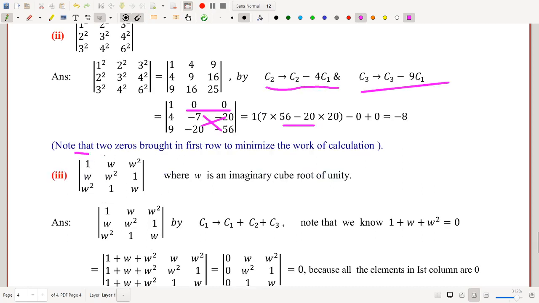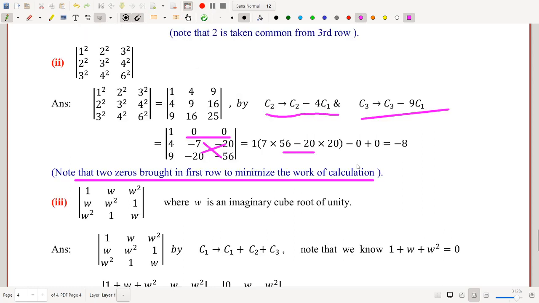So this is the note. We note that zeros were brought in the first row. Why? To minimize the work of calculation. You can bring zeros in the first column or third column or third row, anything, depending on of course the numbers and the question.